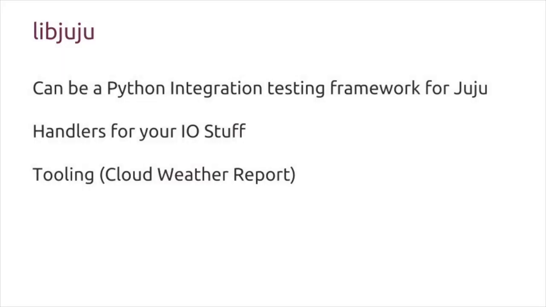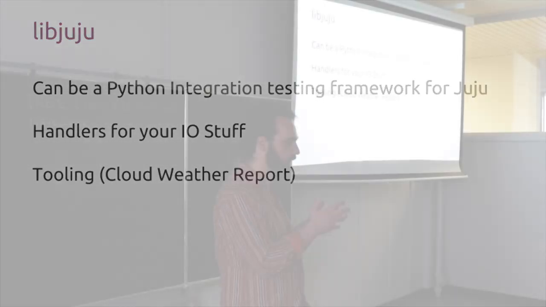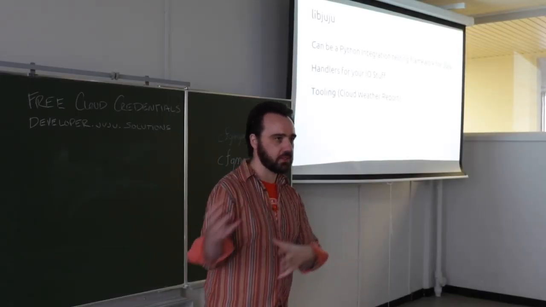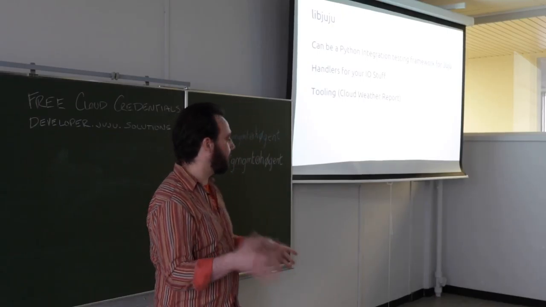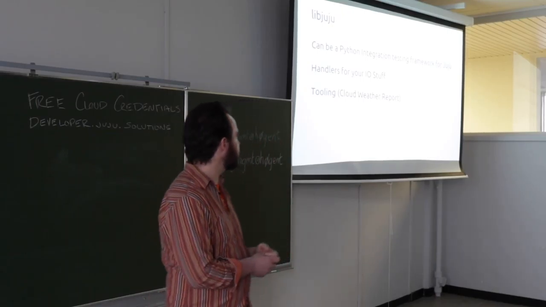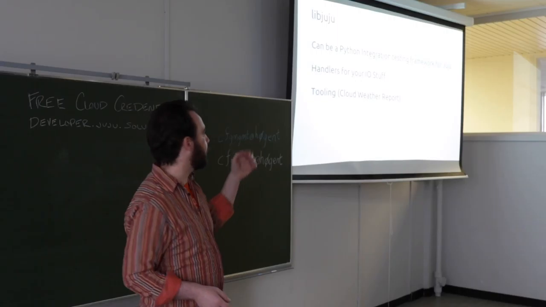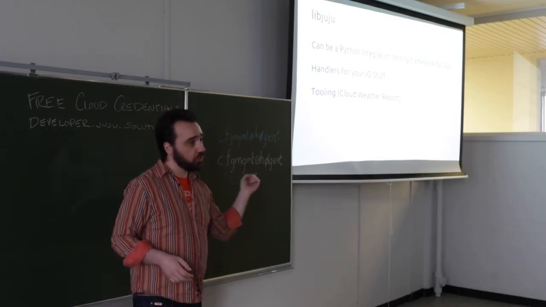So we have some ways to deal with this that are currently out in the wild. There's a Python library called libjuju, and it can be an integration testing framework for Juju. It's a lot of other things, but you can write integration tests. So forget about writing the units, just libjuju has hooks to deploy your stuff somewhere and run commands on it, wait for your stuff to be deployed and stuff. So it has handlers for the I/O. We also have some tooling built up around it.